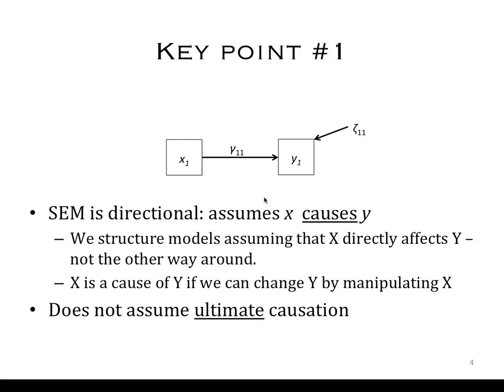So I'm going to start off with two basic points about structural equation modeling. The first is that structural equation models are directional. They assume that one variable causes another, in this case, that x1 causes y1. What we mean by causality is that we structure these models assuming that x directly affects y, not the other way around. Y doesn't cause x. So x is a cause of y if we can change y by manipulating x. It doesn't assume ultimate causation, but it is directional, assuming that x affects y and not the other way around.